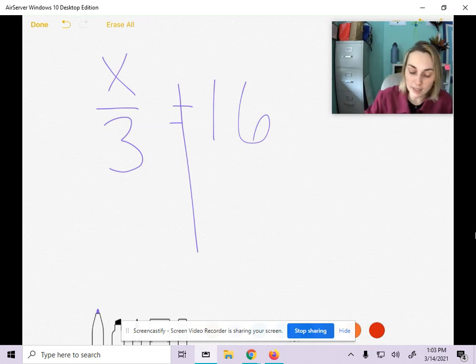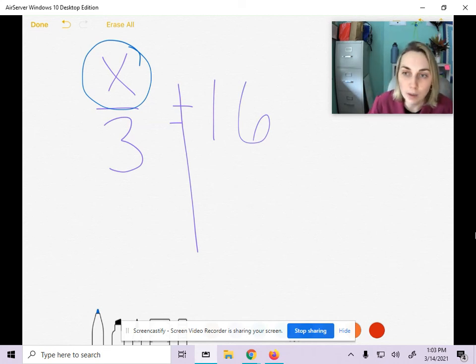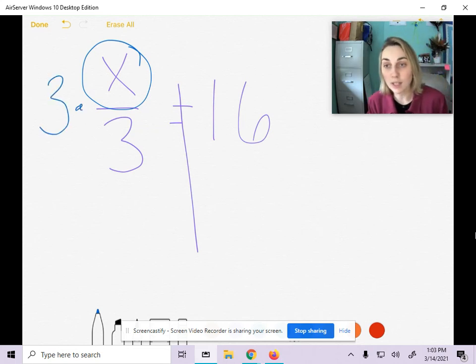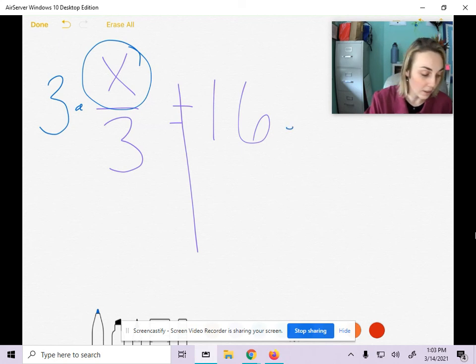Now, we want to get the variable by itself. In this case, our variable is x, that is our letter. And in order to get our variable by itself, we have to use the inverse operation. Well, the opposite of x getting divided by 3, like we see here, is x getting multiplied by 3. And if we do it on one side of the equal sign, we do have to do that same thing to the other side as well. And then we can solve.